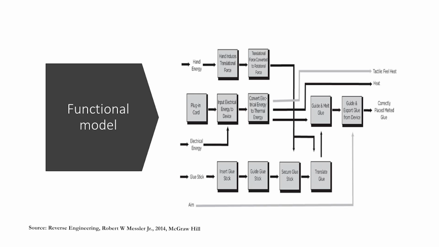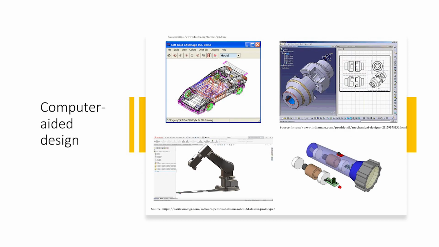Okay. So, you can come up with this kind of a functional model, and this is only for a simple glue gun. Imagine what the functional model for an entire tractor or a car or an aeroplane will look like. So, that gets even more complicated, but this is what you need to do to be able to carry out your reverse engineering, create a force flow diagram and create a functional model. So, let us move into computer aided design.